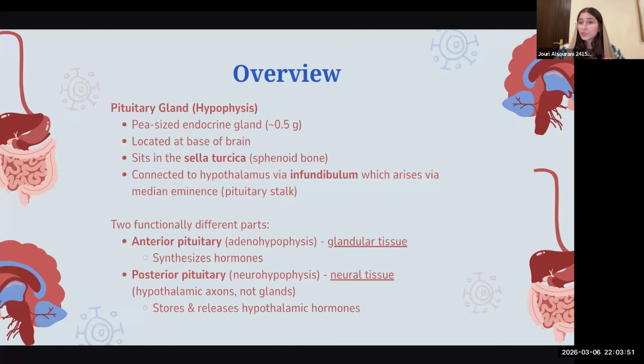All right, the pituitary gland is divided into two parts. We have the anterior pituitary, which is also referred to as the adenohypophysis, and we have the posterior pituitary, which is also referred to as the neurohypophysis. The anterior pituitary is mainly composed of glandular tissue, and its main function is to synthesize hormones. The posterior pituitary is mainly composed of neural tissue, so it's made up of the axons from the hypothalamus and not glands. And here, it doesn't synthesize hormones, but it stores and releases them later on for when they're needed to be used.